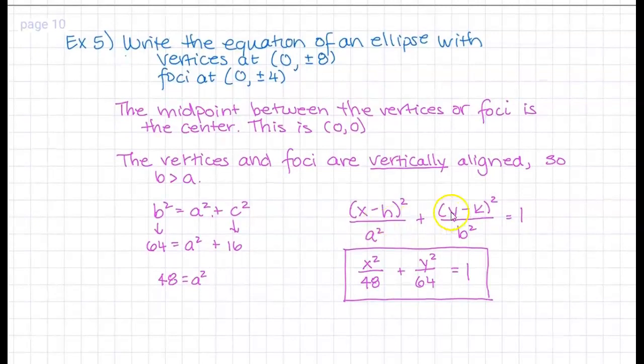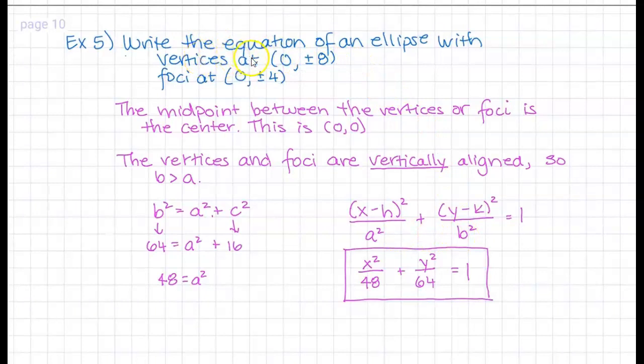The big thing though, I'm just going to jump right here. Look at this equation, the standard form. You need to find the center and you need to find A and B. Once you know those things, then you can just plug them in. So this is what we're going for: finding the center H and K and then finding the values of A and B.